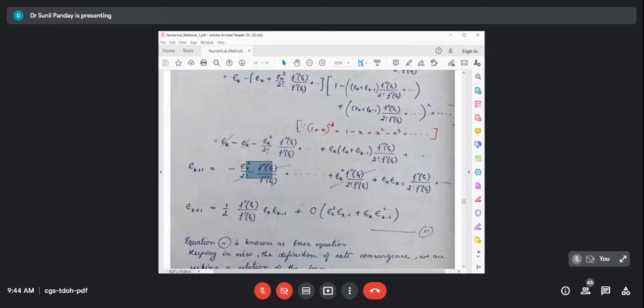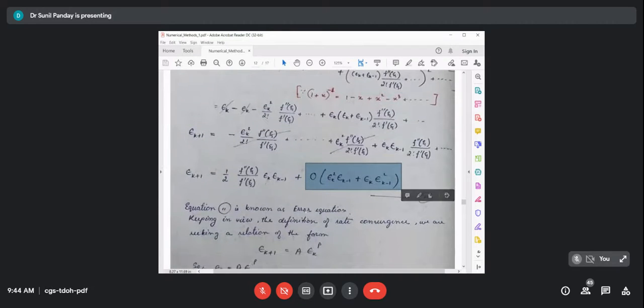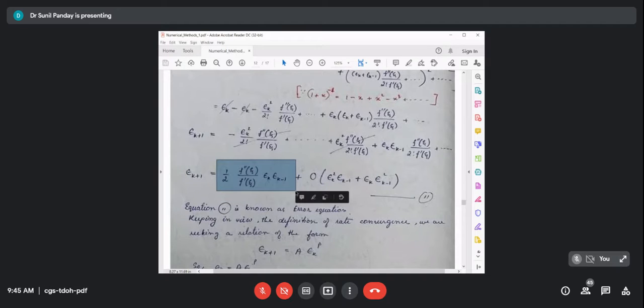Only these second degree terms in terms of error will remain, and other terms are having third and higher order terms in terms of product of error. And so we are assuming the contribution of this error is more as compared to this, so we are neglecting this. So now we are able to write the error at k plus 1th iteration equals 1 by 2 f double dash I upon f dash I epsilon k minus 1 plus this term.